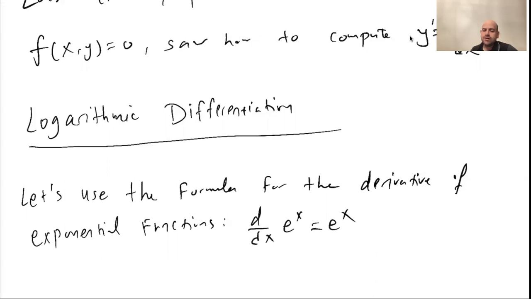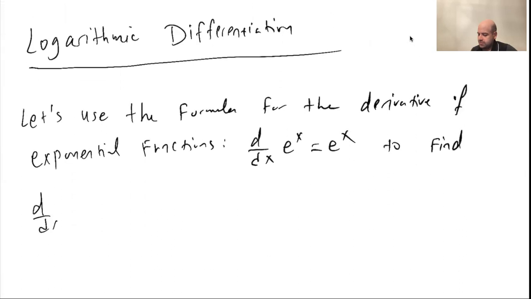So let's use this formula to find d/dx of ln x. We already provided a formula for d/dx of ln x. We mentioned that it has to be 1 over x, and we proved it using one of the definitions of e. But this time we want to derive the formula for d/dx of ln x using the formula for d/dx of e to the x. So we assume that we already know the formula for d/dx of e to the x, which is e to the x itself. And we want to use it to find d/dx of ln x.